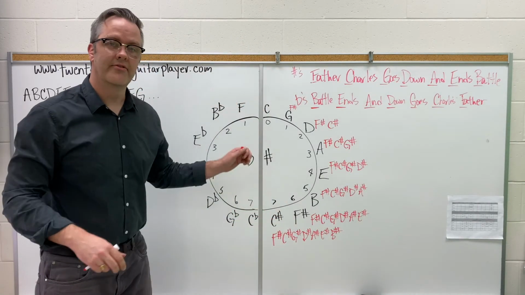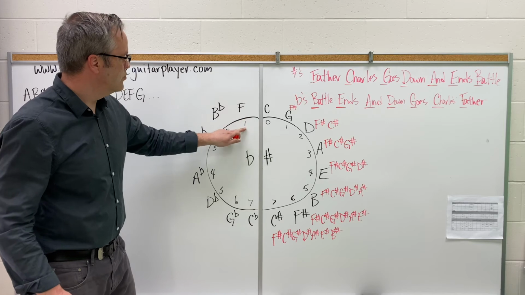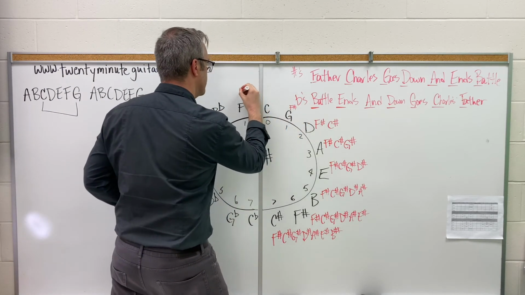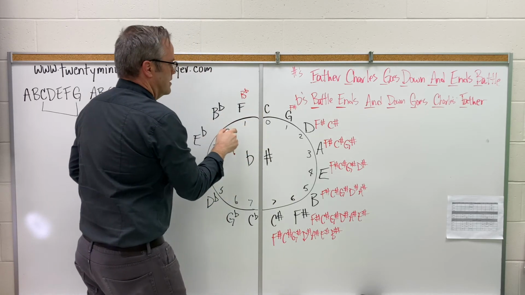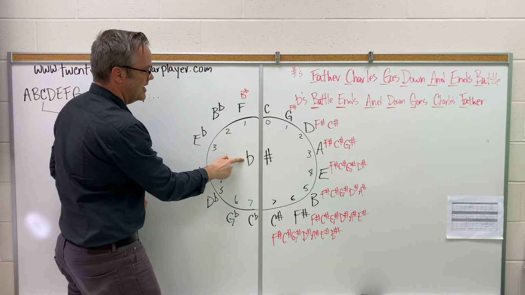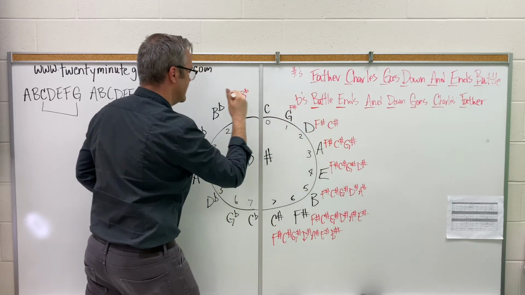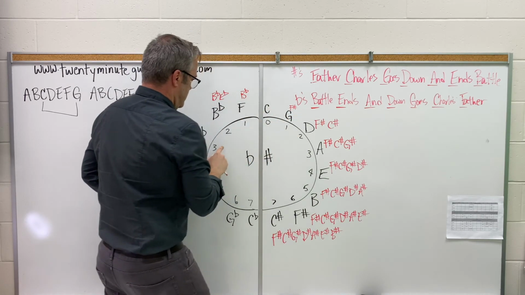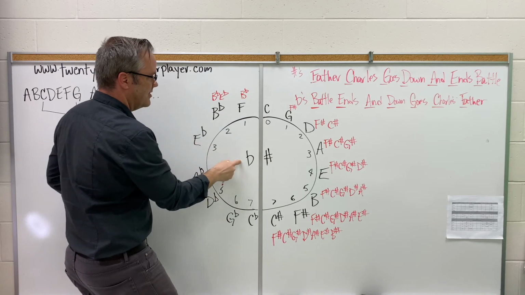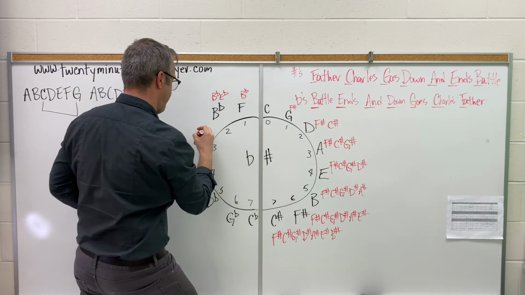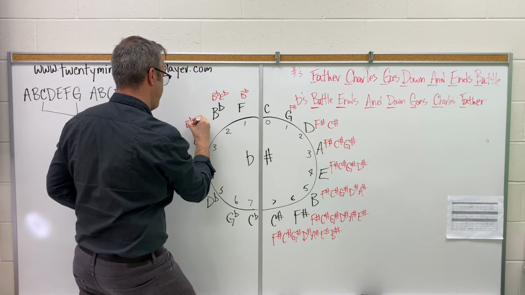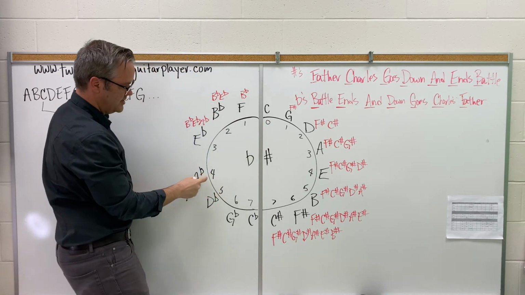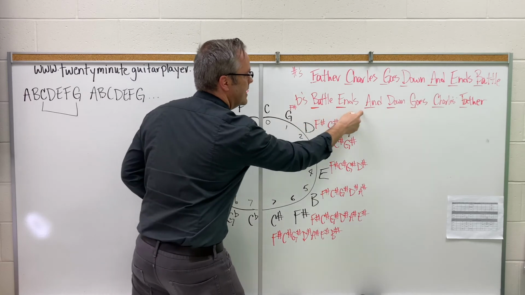So let's write out the flats on this side. So F has 1 flat. Here's our order of flats. B flat. So B flat has 2 flats, B and E flats. E flat has 3 flats, B, E, A. And A flat has 4 flats, B, E, A, D.